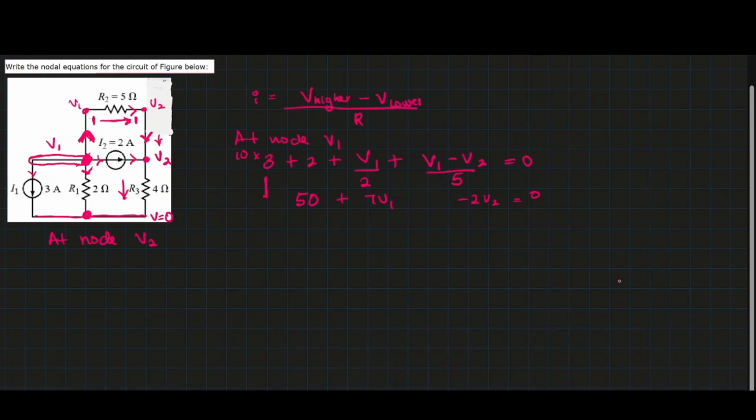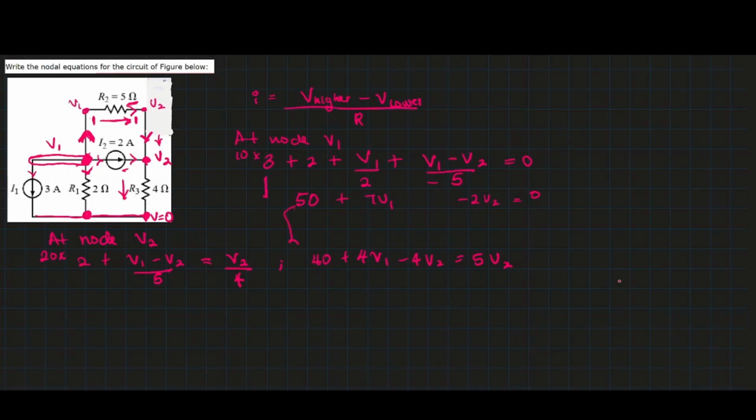So what's entering is 2 amps plus what else is entering? The current here, which is going to be V1 minus V2 over 5. I already taught you here. Equals what's the current leaving? What's this point? V2 minus this, which is 0, over 4. Now simply multiply through by 20 to simplify the equation. So it's going to become 40 plus 4V1 minus 4V2 equals 5V2.